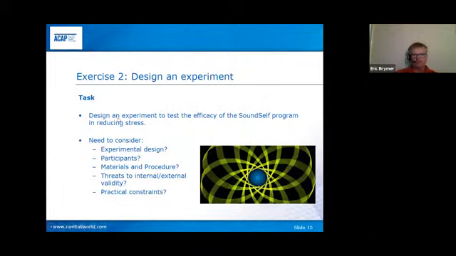Your job is to design an experiment to test the efficacy of the Sound Self program in reducing stress. You need to consider what kind of design you're going to have, who the participants might be, how you're going to select or collect them, what materials and procedures you might want, what the internal and external validity threats are, and what the practical constraints are. That's all on your slide, so I'm going to stop sharing now. Are there any questions before I put you back into your groups?